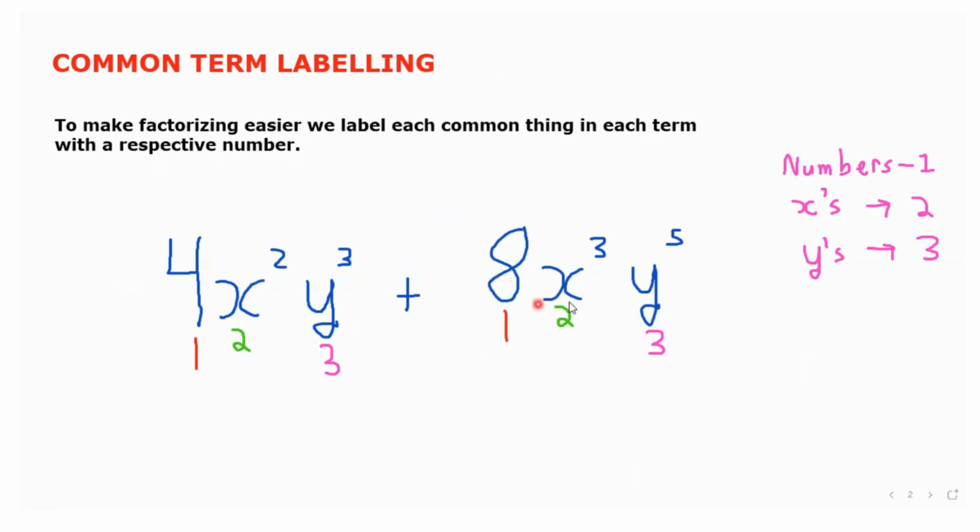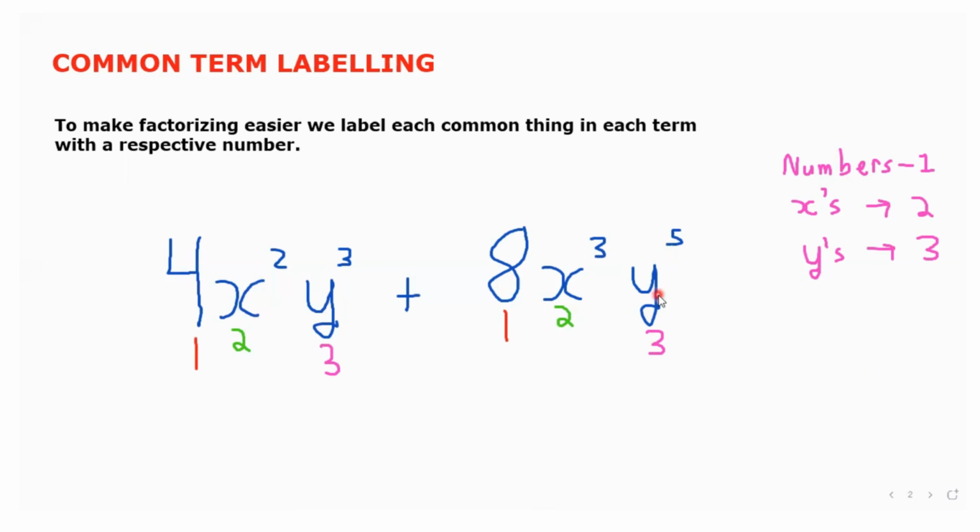So what else is common between both of them? The x's. Since this has x and this has x, we'll label that as 2. And then the y's are common, so we'll label it as 3. And if it had any other letters, 4, 5, 6 and so on. So on this side, the numbers will be 1, the x's are 2, and the y's are 3. That's the concept. That's all you're doing. Look at each thing that is common and give it a separate number.